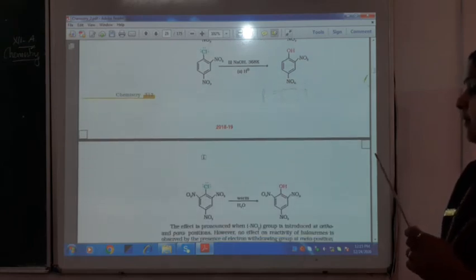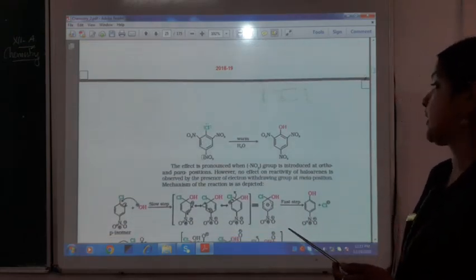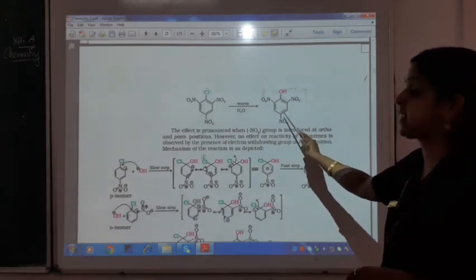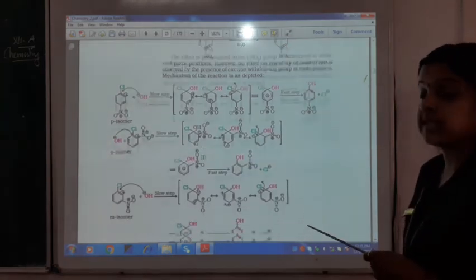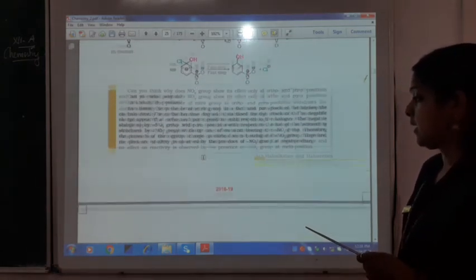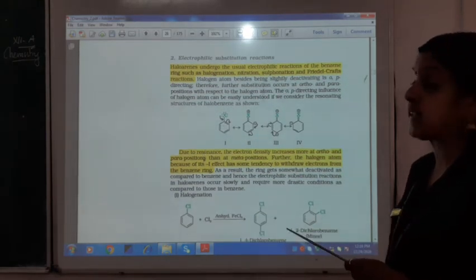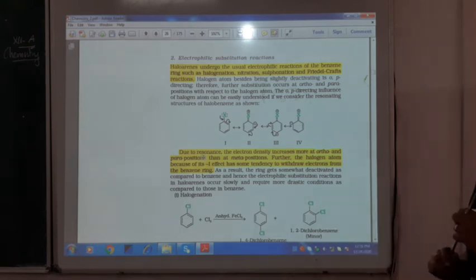Now we will see, with 3 withdrawing groups you just have to warm it a little bit so that you get your phenol, trinitrophenol, 2,4,6-trinitrophenol. You don't have to learn this mechanism. Now let us see, still it does not undergo nucleophilic substitution. What happens when it undergoes electrophilic substitution?